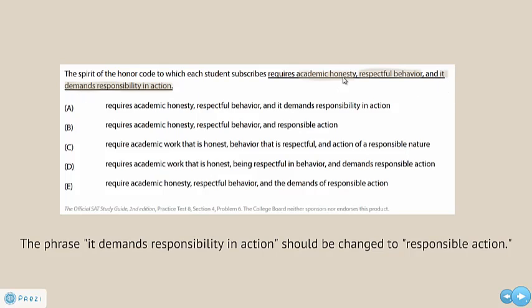In order to make it conform to the structure of the first 2 objects, you're going to want to change "it demands responsibility in action" to an adjective followed by a noun. This can be done by changing it to "responsible action." This is exactly what choice B does, and that's why it's the correct answer. The corrected sentence reads, "The spirit of the honor code to which each student subscribes requires academic honesty, respectful behavior, and responsible action."